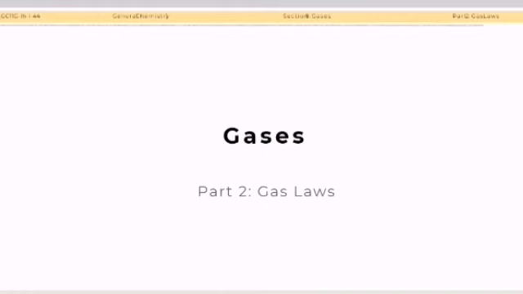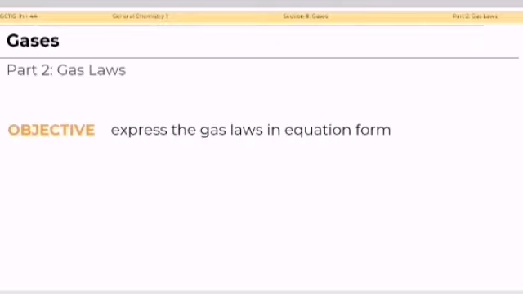Welcome to the General Chemistry 1 class. This section is on gases, focusing on the gas laws. In this lesson, we will express the gas laws in equation form.